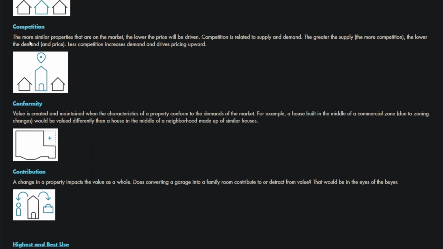Competition. The more similar properties that are on the market, the lower the price will be driven. Competition is related to supply and demand. The greater the supply, the more the competition, the lower the demand and price. Less competition increases demand and drives prices upward.